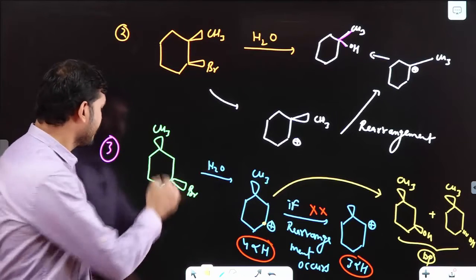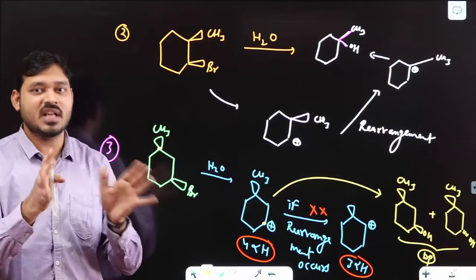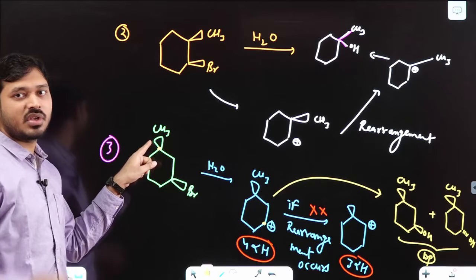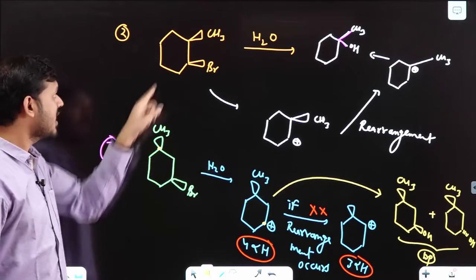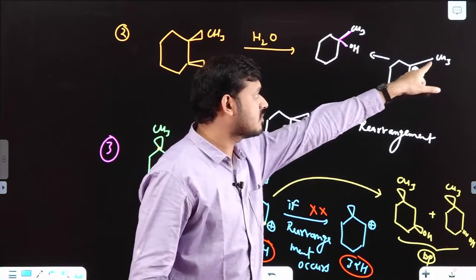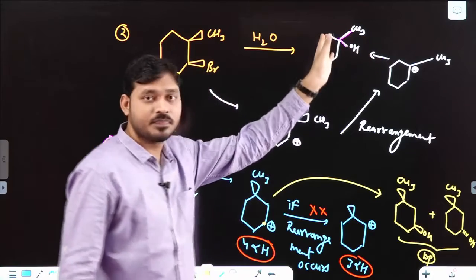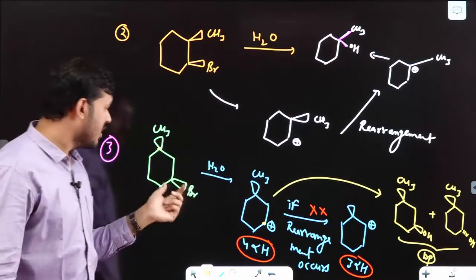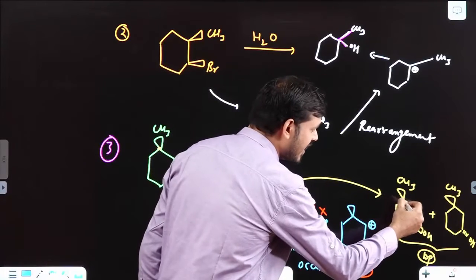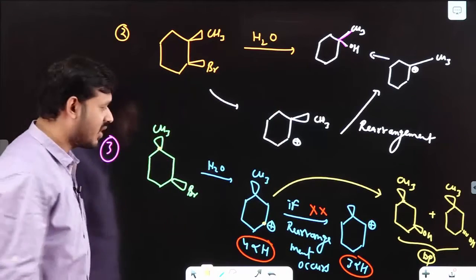So remember, do not change the configuration of that part which is not involved in the reaction. Okay, this part is not involved in the reaction, so you cannot change the configuration. But here what happened? This part is involved, because this CH3 containing carbon became carbocation. So here single product, here two products. Why? Because this is a chiral center now. So this wedge or dash. Clear to you? Okay.